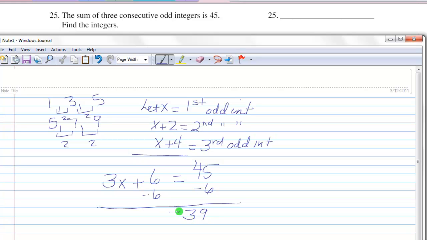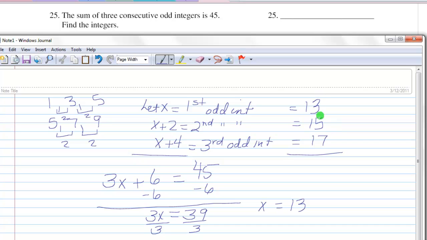Okay. 45 minus 6 is 39. 3x equals 39. And so we're going to divide by 3 on both sides. x is equal to 13. And what have we found? Well, we found the first odd integer, 13. So the next one is 15. 13 plus 2 is 15. And the third one is 17.